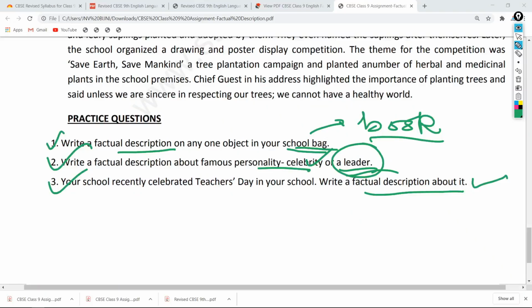I suppose you understood the content, the manner, the format, the body, and everything about the factual description or a paragraph on a factual description. I hope you understood it well to get the full marks.